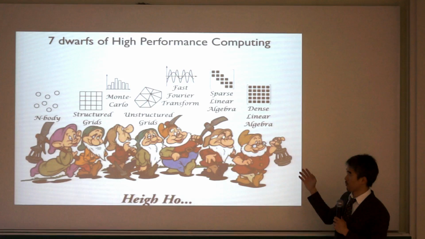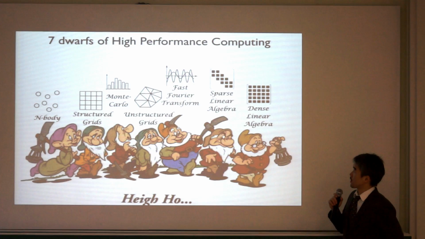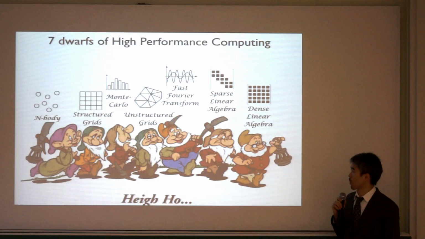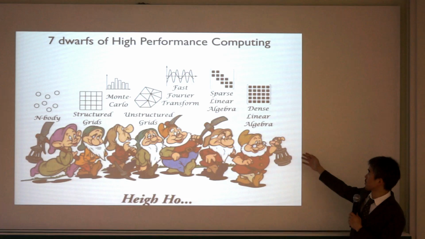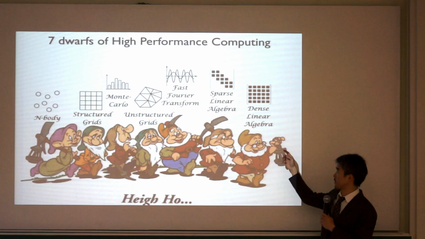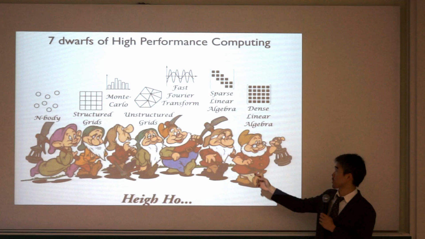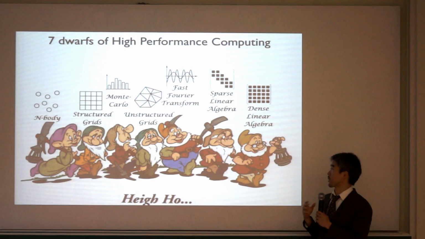The most historically well-known categorization uses an analogy between the seven dwarfs in Snow White and maps them to seven different algorithms. The one on the far right, dense linear algebra, covers things like dense matrix factorization, such as LU factorization and Cholesky. Sparse linear algebra is where you have many zeros in your matrix, and you don't actually have a full matrix. There are specific algorithms and software to solve those.